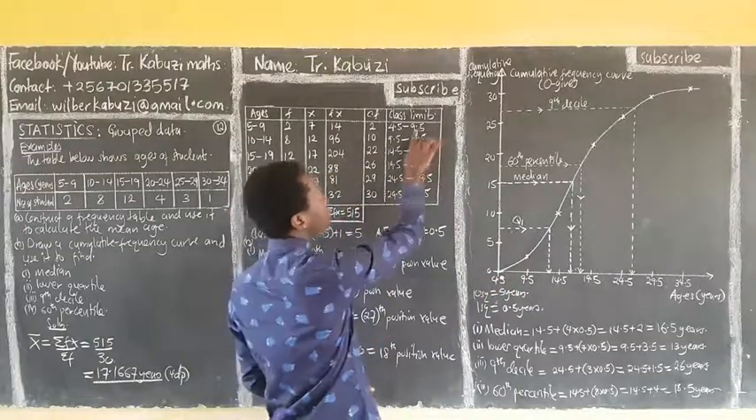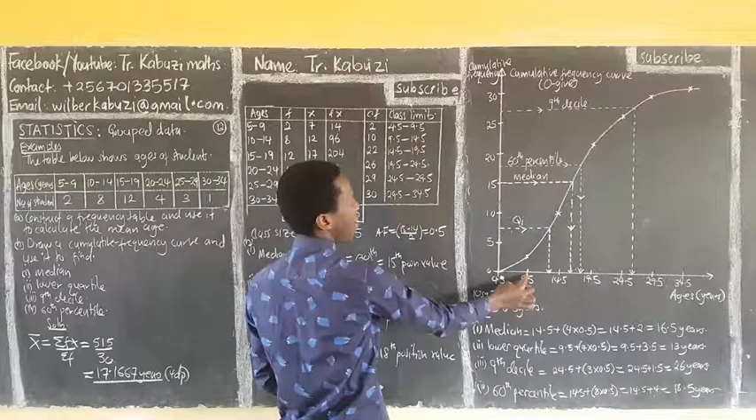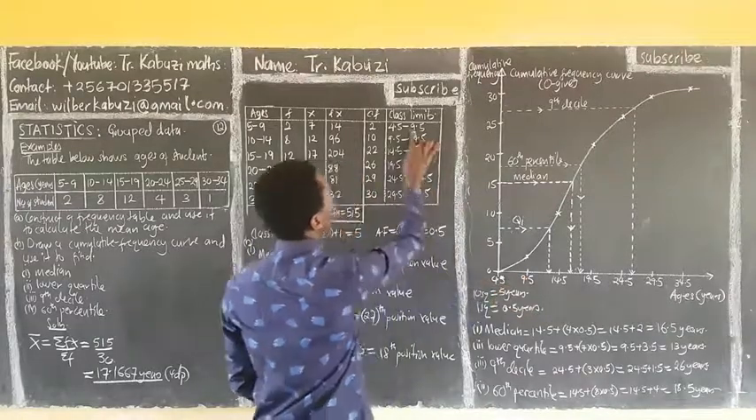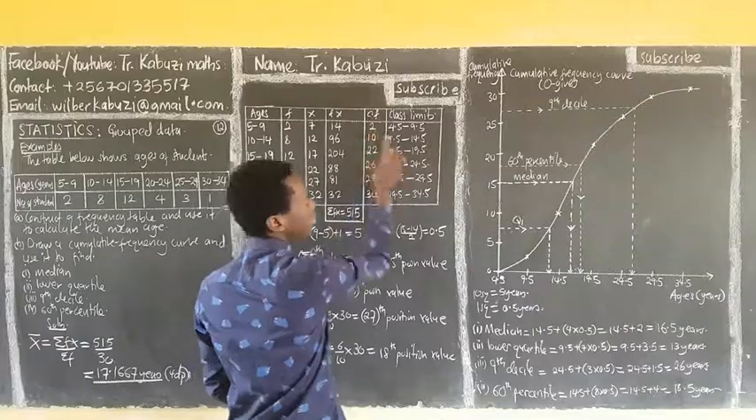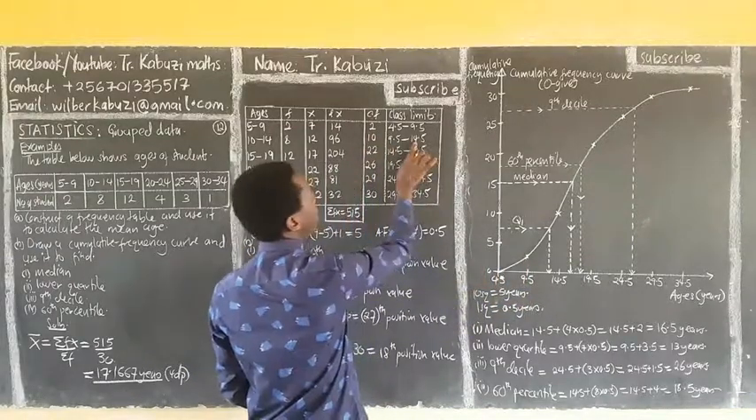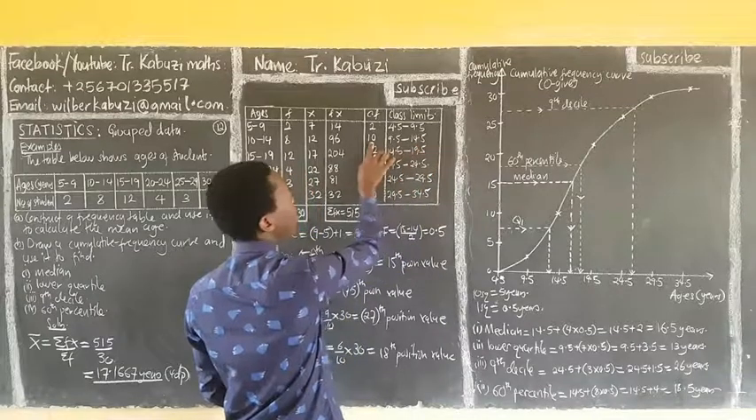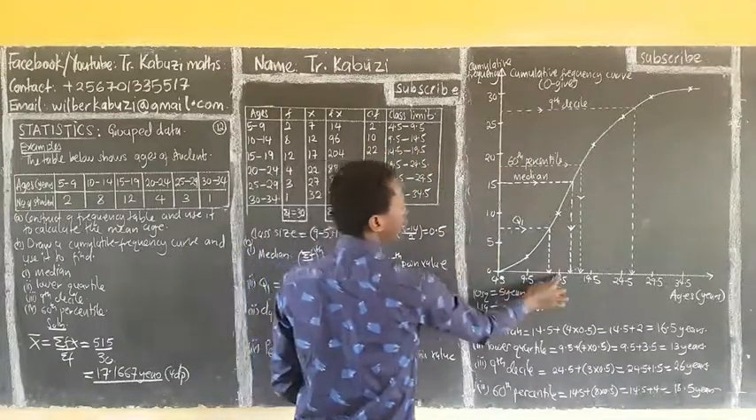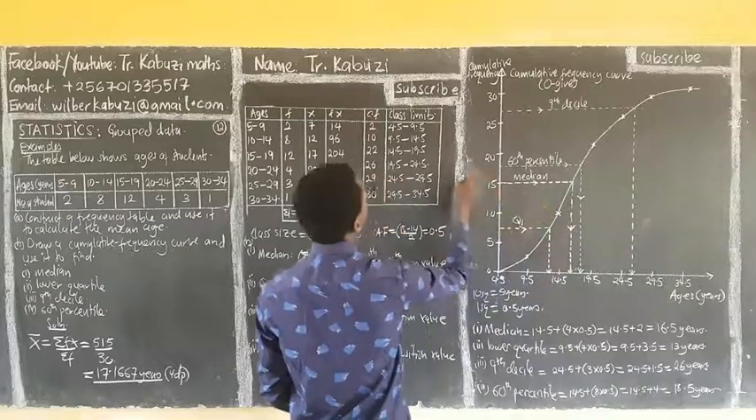Then this one comes second. This one now, 9.5 goes with the geometric frequency of 2. That's why 9.5 is going with the 2 here. Then 14.5 is going with the 10. That's why 14.5 is going with the 10.